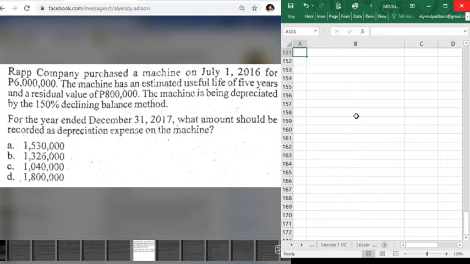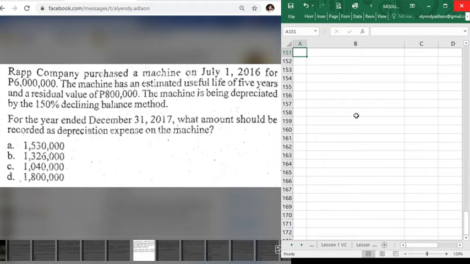Now let us answer Wrap Company. Question: for the year ended December 31, 2017, what amount should be recorded as depreciation expense on the machine? Wrap Company purchased a machine on July 1, 2016 for $6 million. The machine has an estimated useful life of 5 years and a residual value of $800,000. The machine is being depreciated by the 150% declining balance method. Okay, question is depreciation expense for the year.